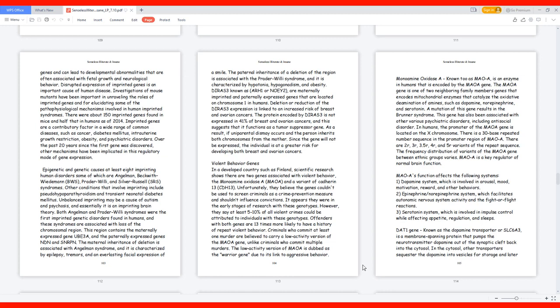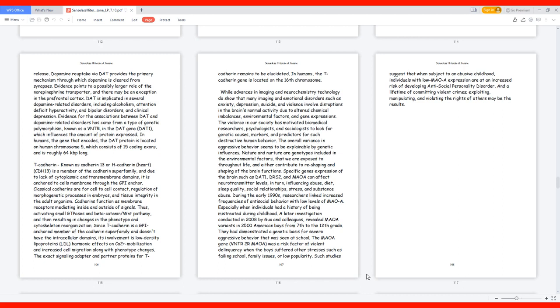The DAT1 gene, known as the dopamine transporter or SLC6A3, encodes a membrane-spanning protein that pumps the neurotransmitter dopamine out of the synaptic cleft back into the cytosol. In the cytosol, other transporters sequester the dopamine into vesicles for storage and later release. Dopamine reuptake via DAT provides the primary mechanism through which dopamine is cleared from synapses. Evidence points to a possibly larger role of the norepinephrine transporter, and there may be an exception in the prefrontal cortex. DAT is implicated in several dopamine-related disorders, including alcoholism, attention deficit hyperactivity disorder, bipolar disorder, and clinical depression.